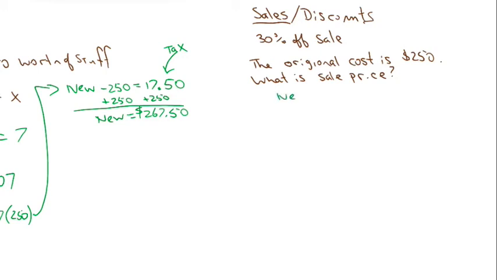So new minus old over old times 100 equals x. Old percent change formula. All right. Do I know the new value? No. Do I know the old value? Yes, 250. Divide both sides by 250, times 100, and it's equal to x.